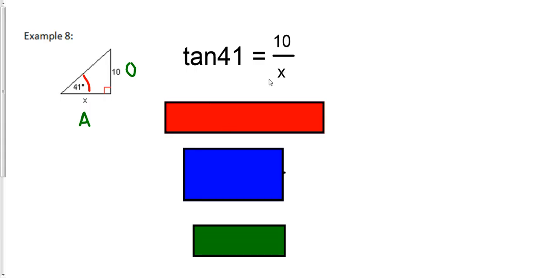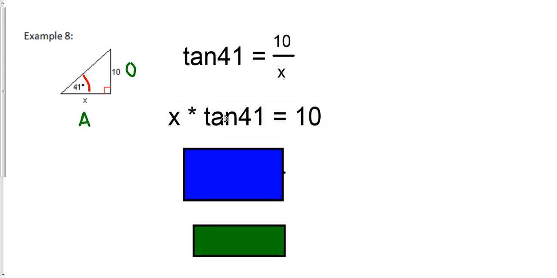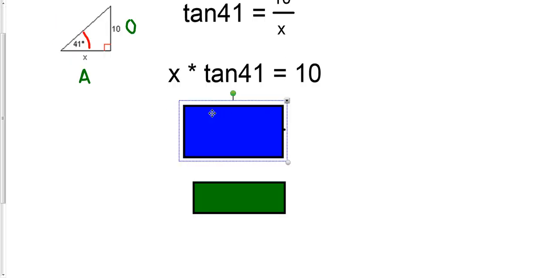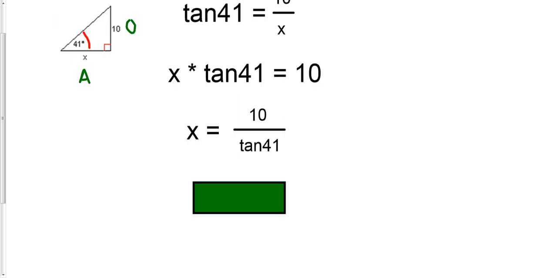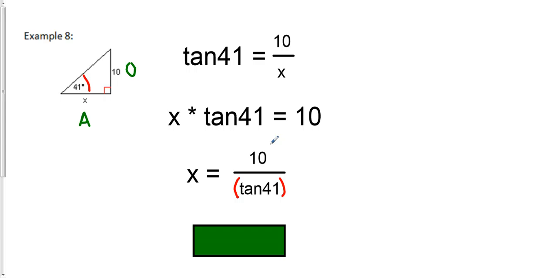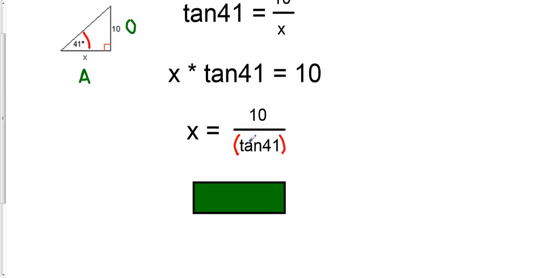Okay, to get x out of the bottom here, we just multiply x on both sides. We get x times tangent of 41 equals 10. And to get x alone then, we divide both sides by the tangent of 41. Again, it might be easiest on your calculator to make sure you have an extra set of parentheses there. But to solve this, you just plug it into your calculator as 10 divided by the tangent of 41. Now what you should get in the end then is that x should be about 11.5.